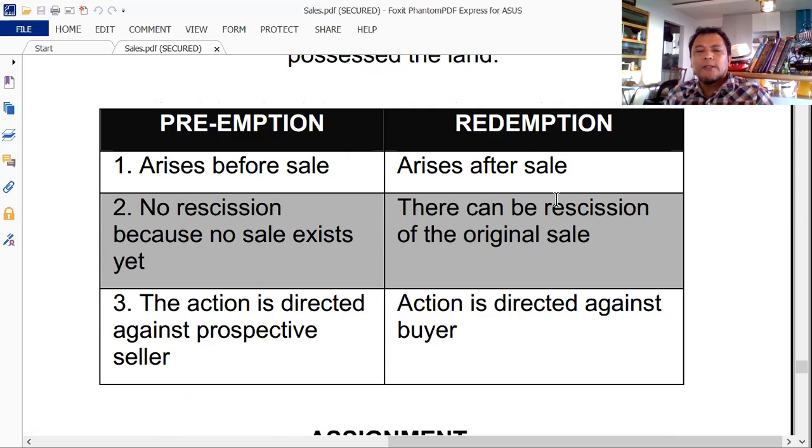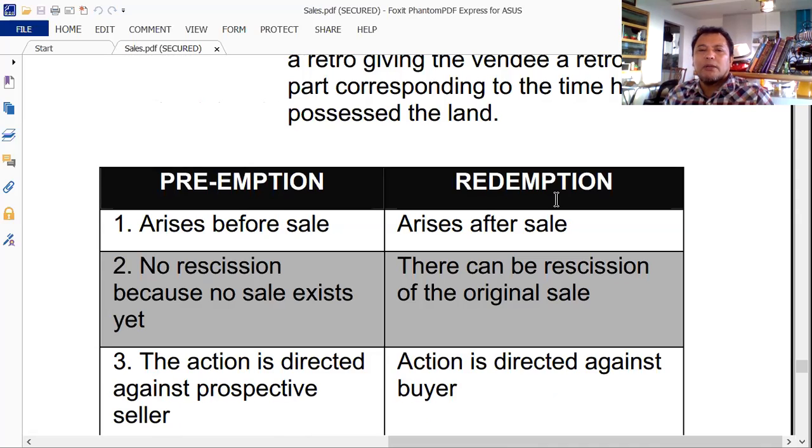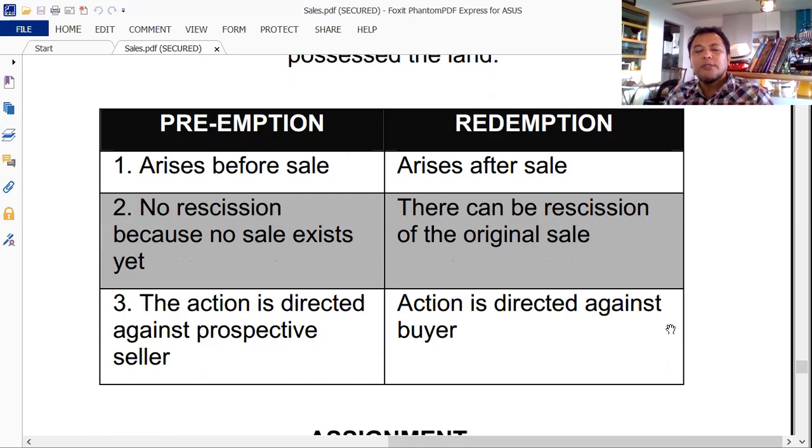Okay, so that ends the topic of redemption. We have discussed conventional redemption and legal redemption, as well as preemption and redemption, when these things happen and when these can be applied in a contract of sale. So conventional redemption is again agreed by the parties, the right of repurchase. And legal redemption is by operation of law, and afforded to co-heirs, co-owners, adjoining property owners, and so on and so forth.